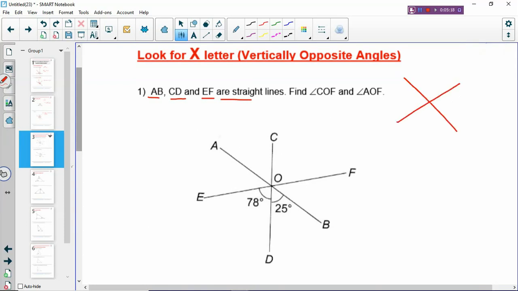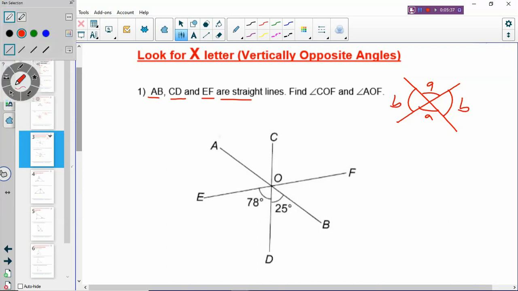Now if you see two lines that form a cross, then this angle and this angle, they are vertically opposite, right? And they will be the same, equal. And then of course this angle and the other angle are also vertically opposite, so they are also the same. Okay, so once you understand that, we can do the question 1.